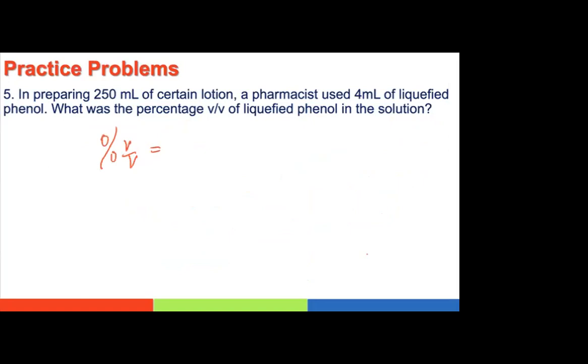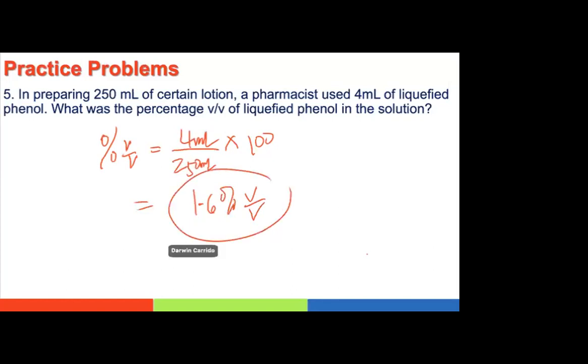Liquefied phenol, which is how many ml? 4. Yan. When it's volume by volume, it's ml by ml. And what is the total volume of the solution? 250 ml. Just multiply that by 100. You'll be able to get 1.6% volume by volume.